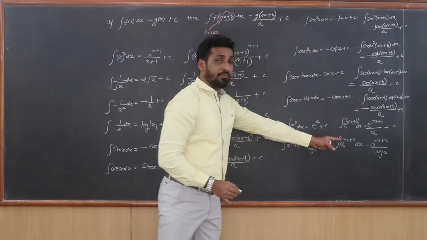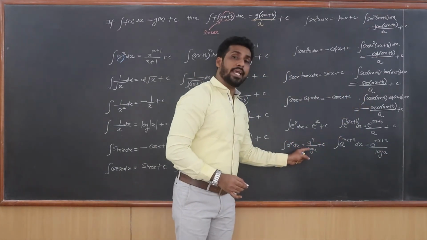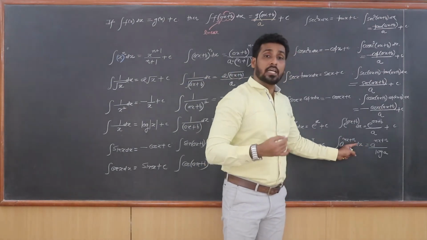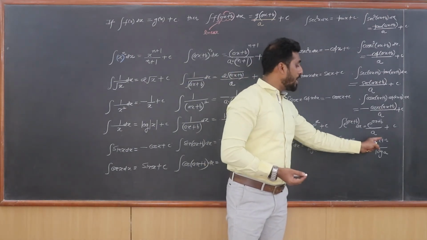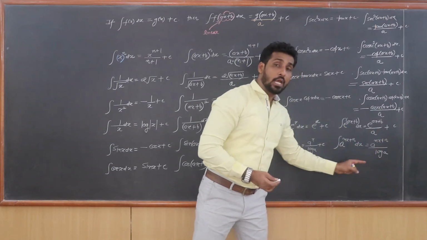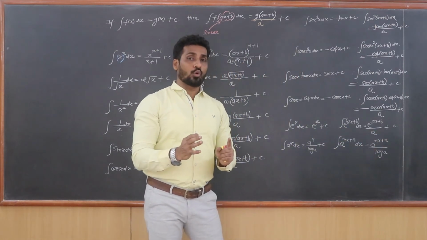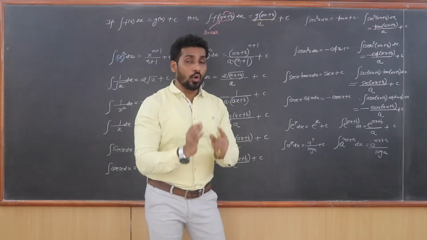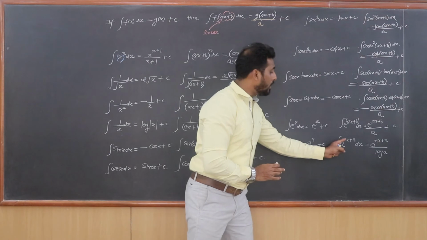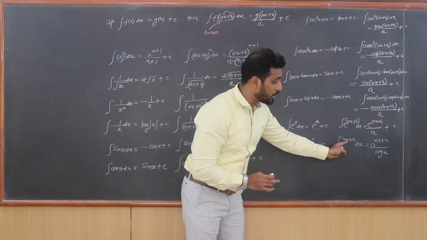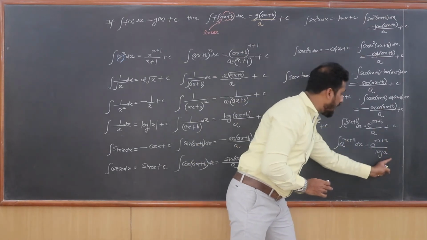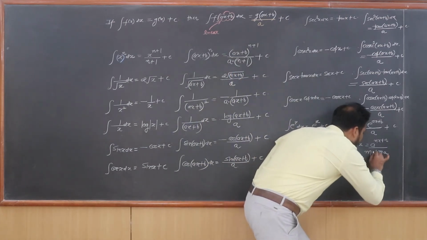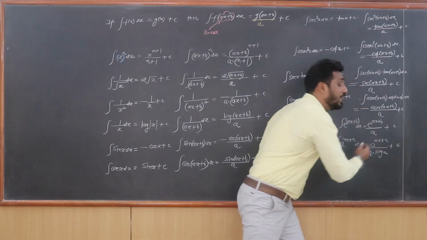See, the answer remains same. A raised to x, the integration was a raised to x upon log a. So here also a raised to mx plus n, the answer is going to remain a raised to mx plus n upon log a. But the most important thing that you want to remember here is to divide the entire answer by the coefficient of x, and the coefficient of x in this case was m. So the entire answer gets divided by m. So I'm going to write m here and plus c.